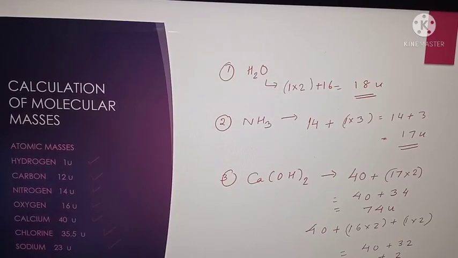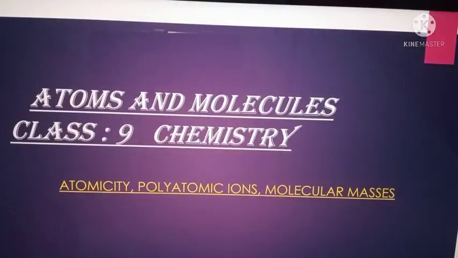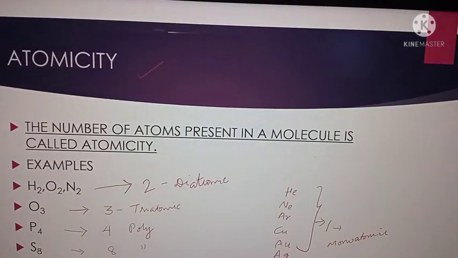So it's a very small concept. Once again we can repeat what we have studied today. We have studied 3 concepts: atomicity, polyatomic ions, and molecular masses. What is atomicity? It is the number of atoms present in a molecule. Some simple examples are given, like hydrogen, oxygen, nitrogen have got 2 atomicity because there are 2 atoms. Ozone has got 3, phosphorus has got 4, and sulfur has got 8. There are some elements which like to exist freely as single atoms, and they all can be termed as monoatomic.